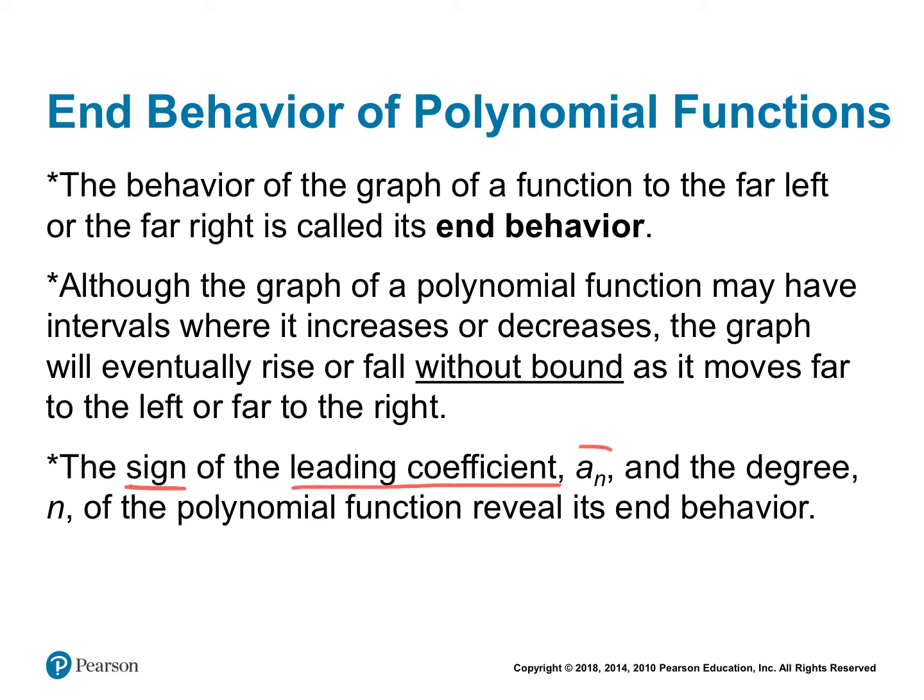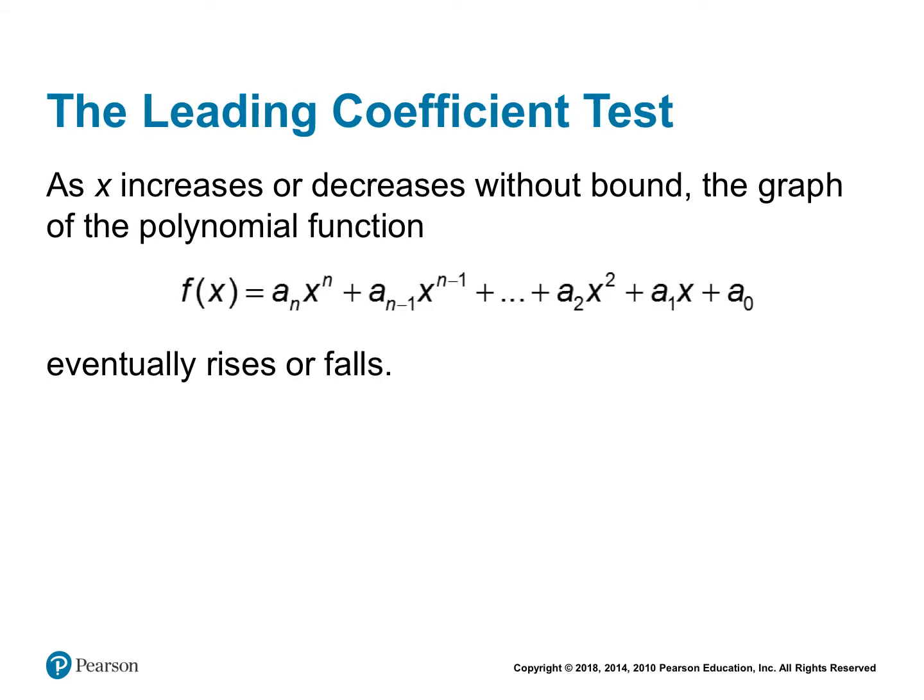So the main thing we're looking at is the sign of the leading coefficient, which we said was a with an n subscript, and the degree n of the polynomial function reveal its end behavior. So we're going to be talking about the leading coefficient test to see what's going to end up happening to the graph. So as x increases or decreases without bound, the graph of the polynomial function will eventually rise or fall.